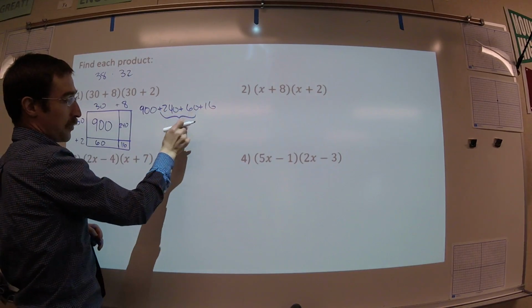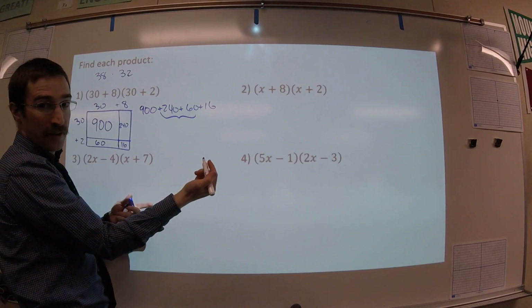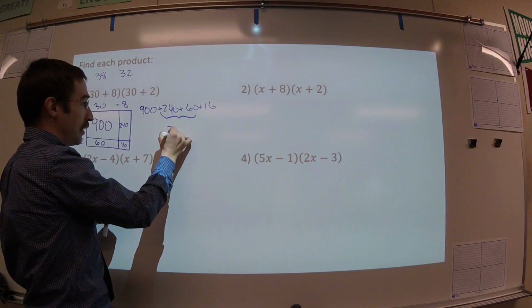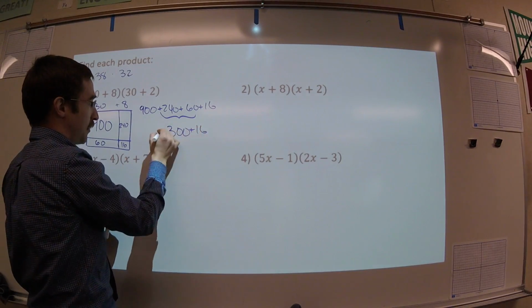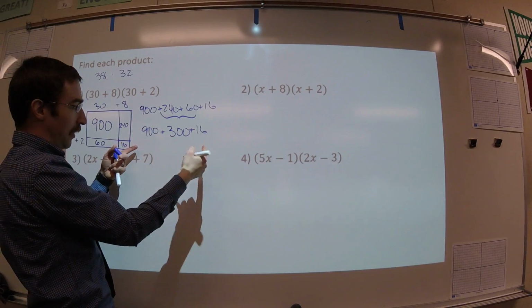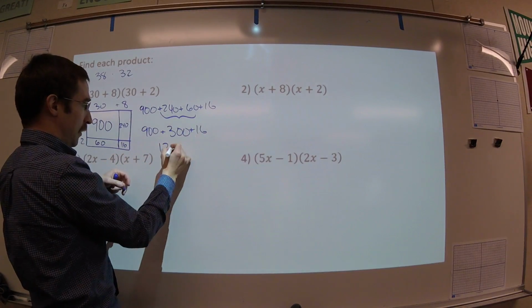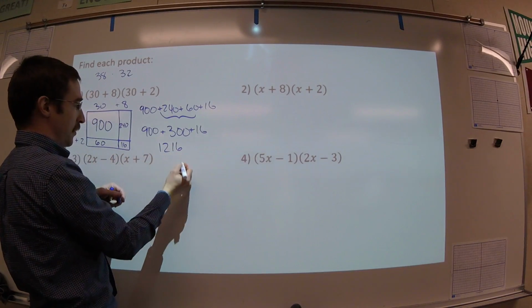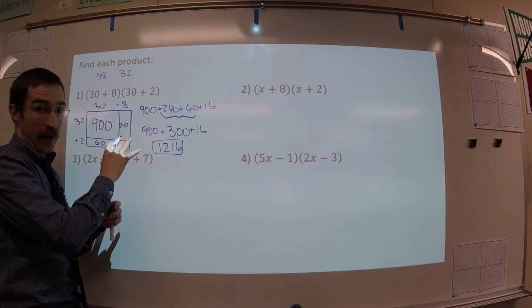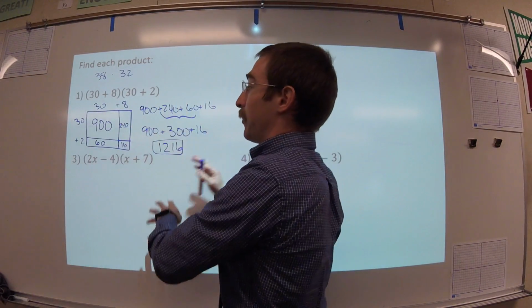Check it out. Those are easy to combine. It's a 240 and a 60. 40 and 60 make 100. So here we have 300 plus 16 plus 900. And then I can combine it all up, right? 3 and 9 make 12, and then plus that 16. So I have 1,216 is the answer for that one. That's not actually what we're doing. That's just a setup for how we do these.